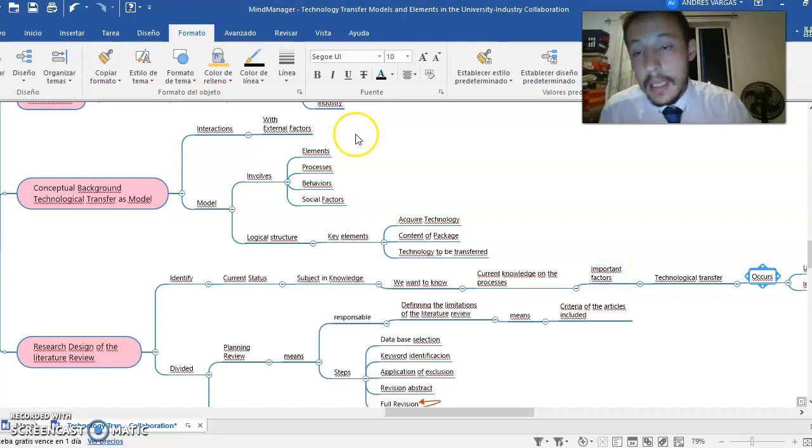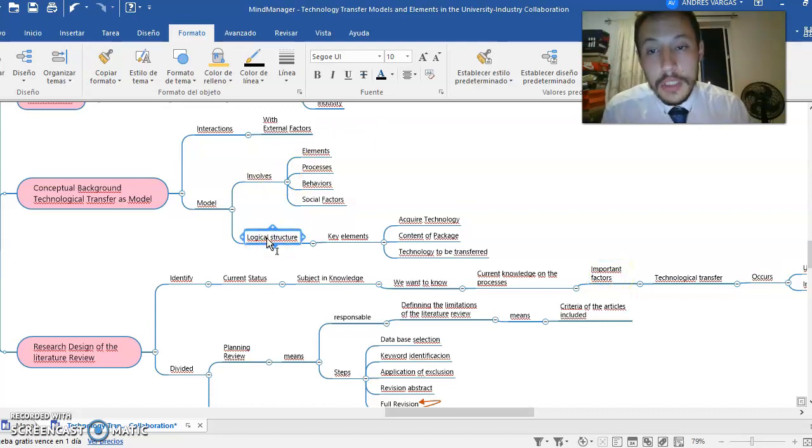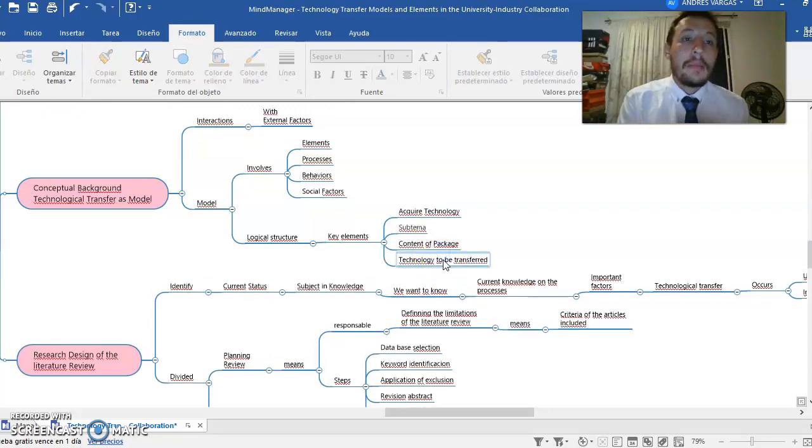In this case of the model, we have a logical structure. That means we have key elements: the acquired technology, the contents of the package, and the technology to be transferred, like all the technological implements that we already have. It's all my knowledge that I'm giving and providing to the other customers. So that's what it means.